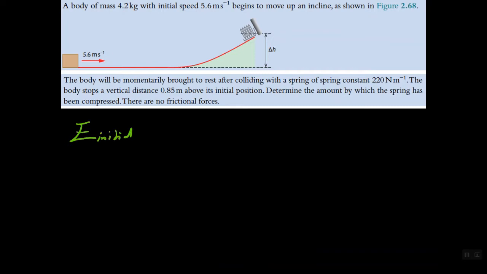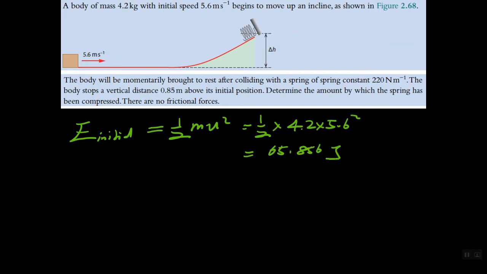Initially, we have only kinetic energy, which is 1/2 mass times velocity squared equals to 1/2 times mass is 4.2, initial velocity is 5.6, so 5.6 squared, so that gives us 65.856 joule.